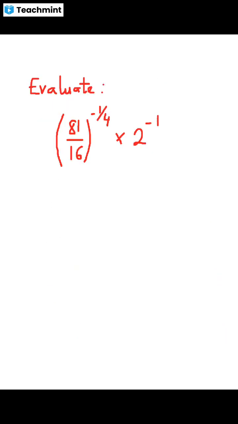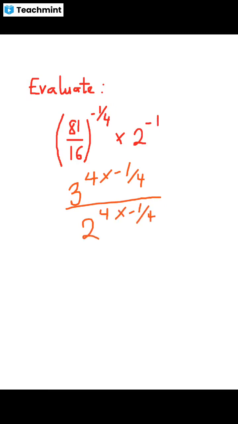So let's go. Now I want to look at this. 81 over 16, this times 2 raised to the power minus 1. Good. We can do it one by one. Okay. This is 3 raised to the power 4. 81 is 3 raised to the power 4, because 3 times 3 times 3 times 3. Multiply by minus 1 over 4. 16 is 2 raised to the power 4, multiply by the joint power 1 over 4, times 2 raised to the power minus 1.